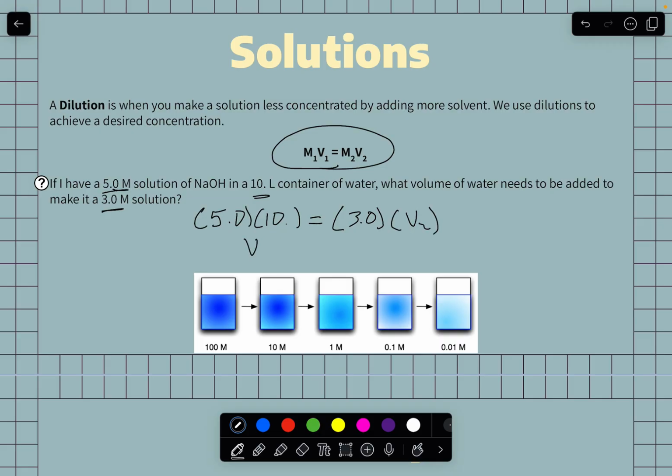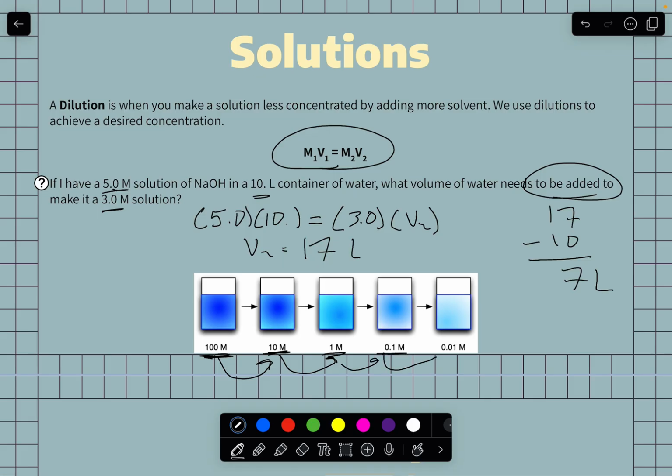So if we do the math, our V2 is 5 times 10 divided by the 3. So 5 times 10 is 50. Divided by 3, we get about 17 liters. Okay, so what volume needs to be added? It's our final minus the volume we started with. We need to add 7 liters of water. Okay, so the dilution, all you're doing is you're starting with a higher concentration and you add water to make it smaller. Right, you're adding water to make the concentration go down.